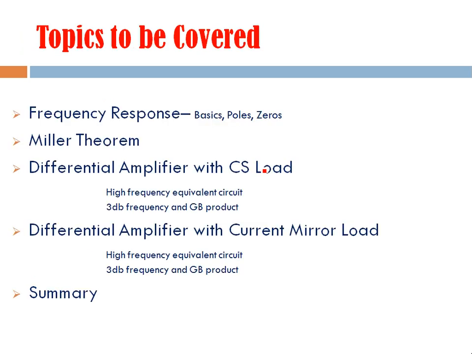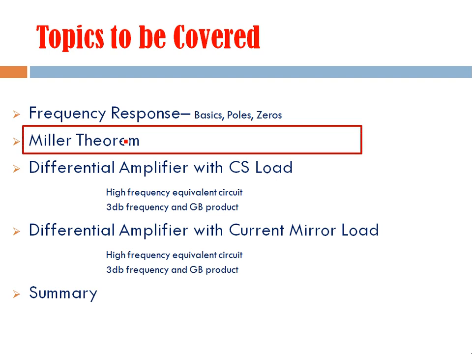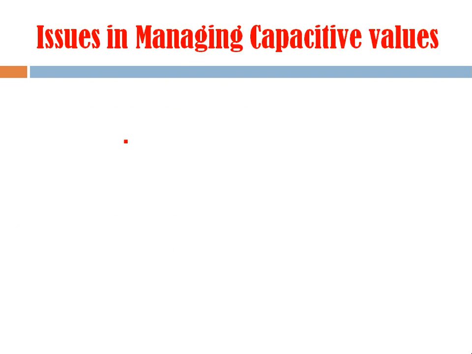Now, after covering these basic points about the frequency response, we will go to the Miller theorem. First we must understand what kind of help is offered to our analysis by this Miller theorem. For that, first we have to understand what kind of problems we face in handling the capacitive values.